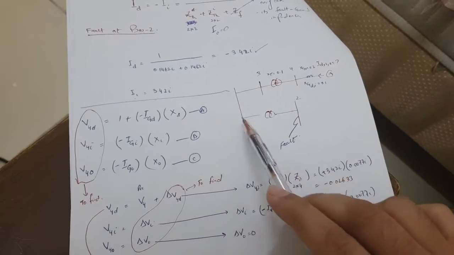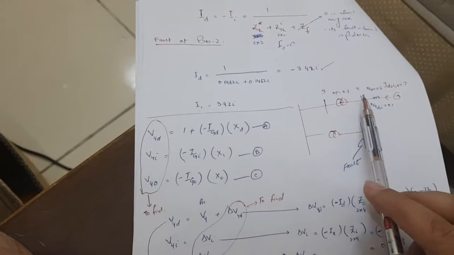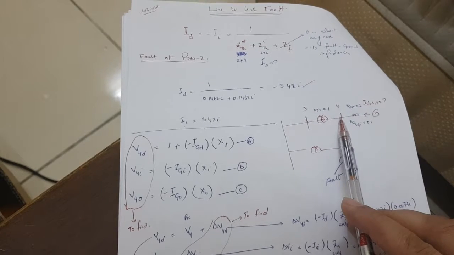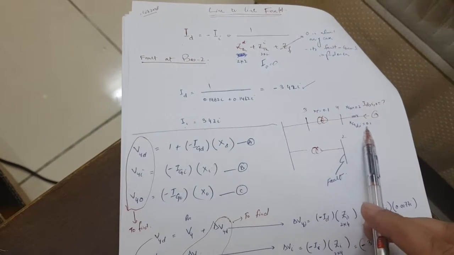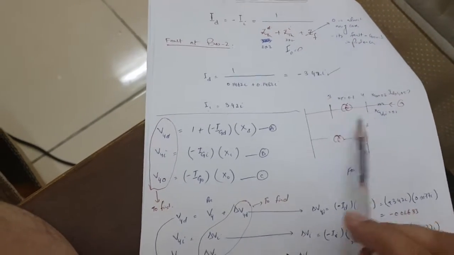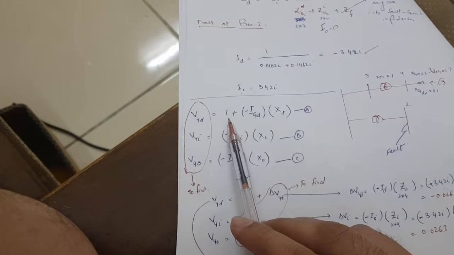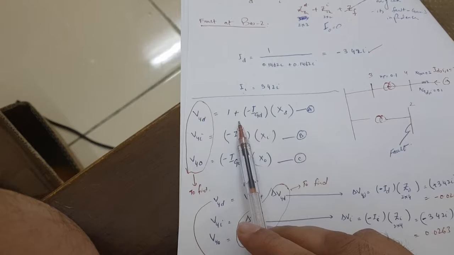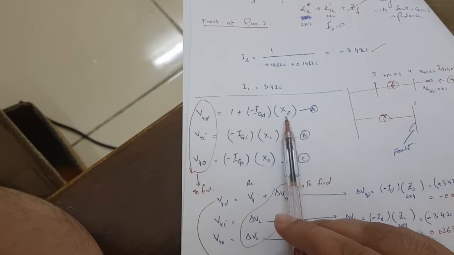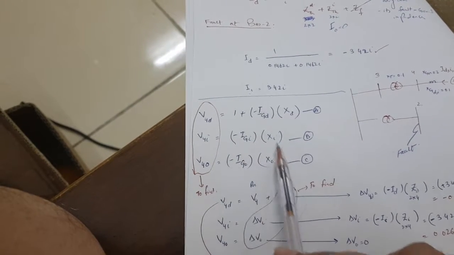I just drew this circuit for my own understanding. We have to find the voltages at bus 4 if we want to calculate the current at bus 4. So we have to write down the formulas. It's very simple. Only the positive sequence has 1 plus the minus sign of current with reactance, and the negative and zero have exactly the same formulas.